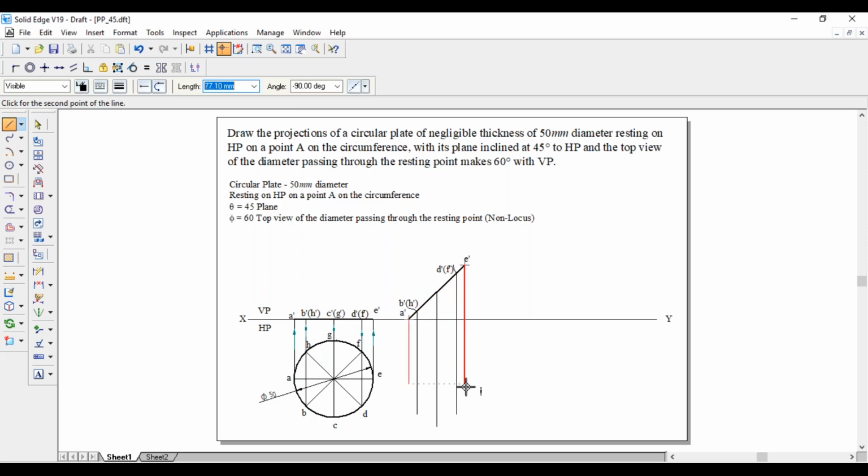Project horizontally. H and F are on the same line. A and E are on the same line. B and D are on the same line.